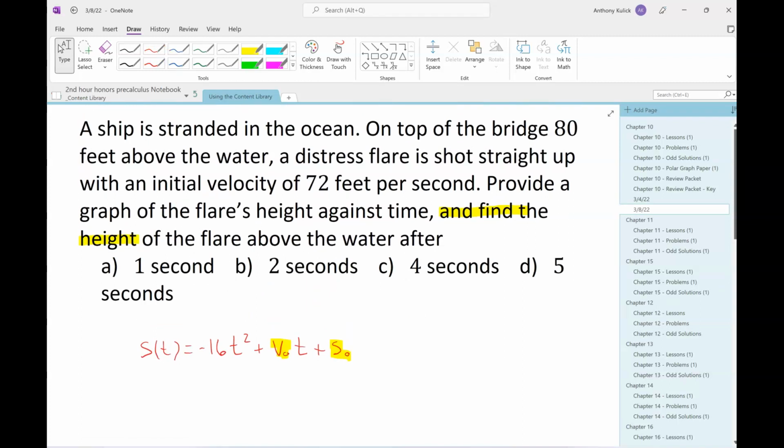So what is our initial velocity? 32. What's the initial height? 80. Everybody's okay with that?